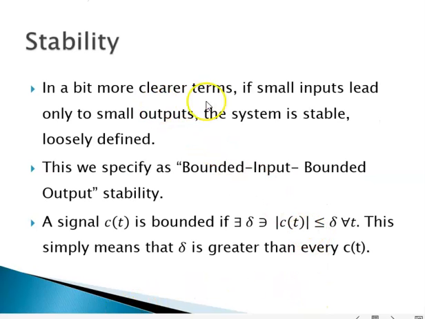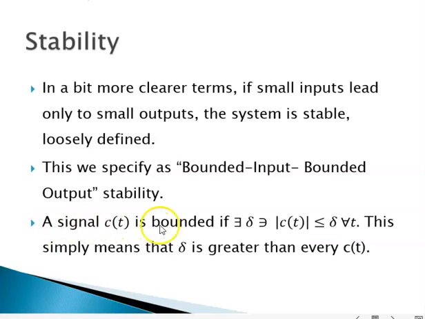To make it a bit clearer, we say that if small inputs lead only to small outputs, the system is stable. And this leads us to the definition of bounded input, bounded output, BIBO stability. For defining BIBO stability, we need to know what we mean when we say a signal is bounded.